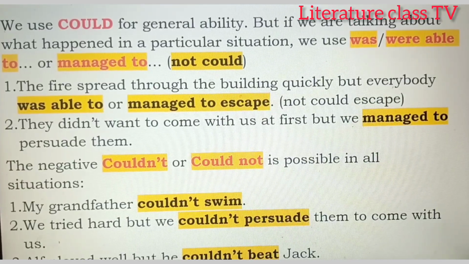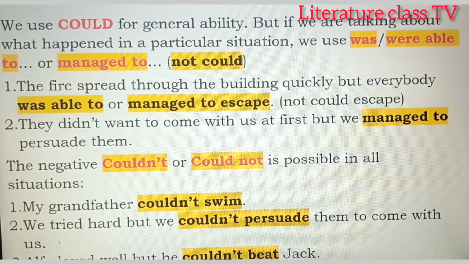Example 2. They didn't want to come with us at first, but we managed to persuade them. When we were together, we tried our best to persuade them to come with us. But they didn't want to come with us. But in that time, we managed to persuade them to come with us.